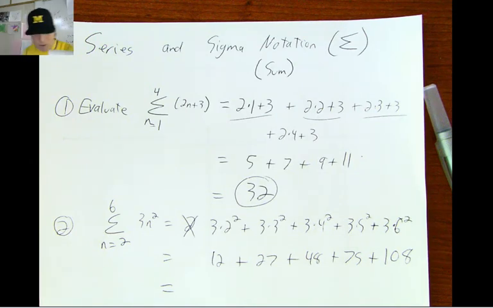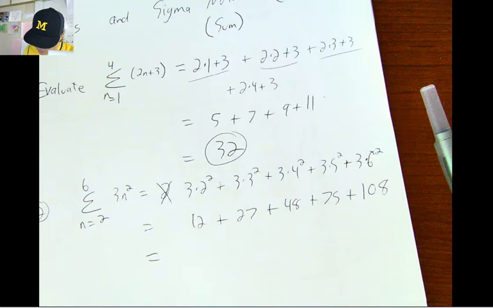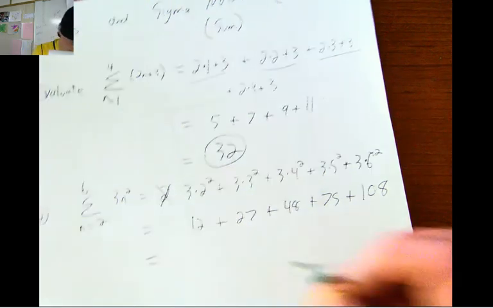And then all this adds up to, I could do that in my head if I wanted to, but it's just going to be a smidgen lazy right now. Let's see. Oops, start over. 12 plus 27 plus 48 plus 75 plus 108 equals 270.